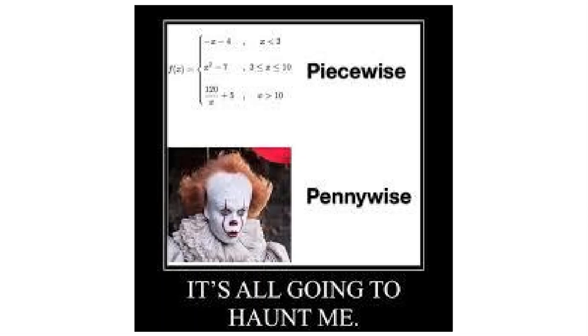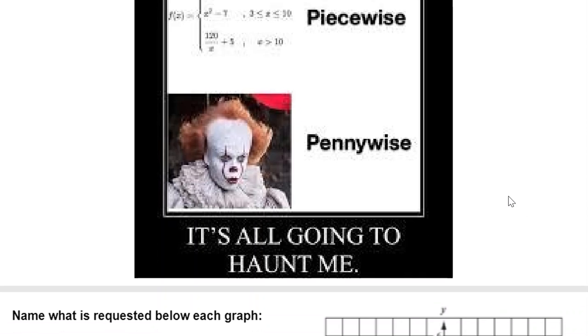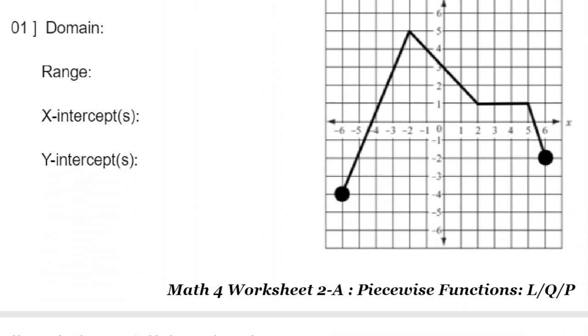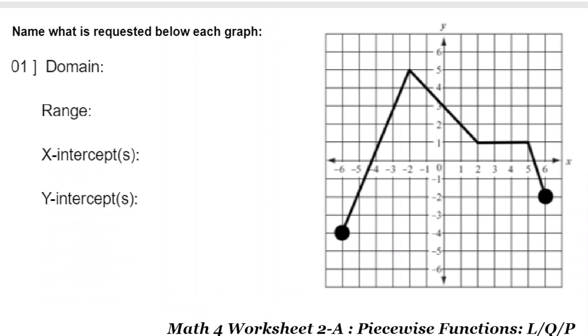Okay, and here we are to look at the answers for worksheet 2A, dealing with piecewise functions. Now, number one, looking at this function, this is a little more the domain, range, x, y intercept, that sort of thing. The domain is going to go from -6 to +6, and it does have endpoints on either end. The range will go from -4 up to +5.